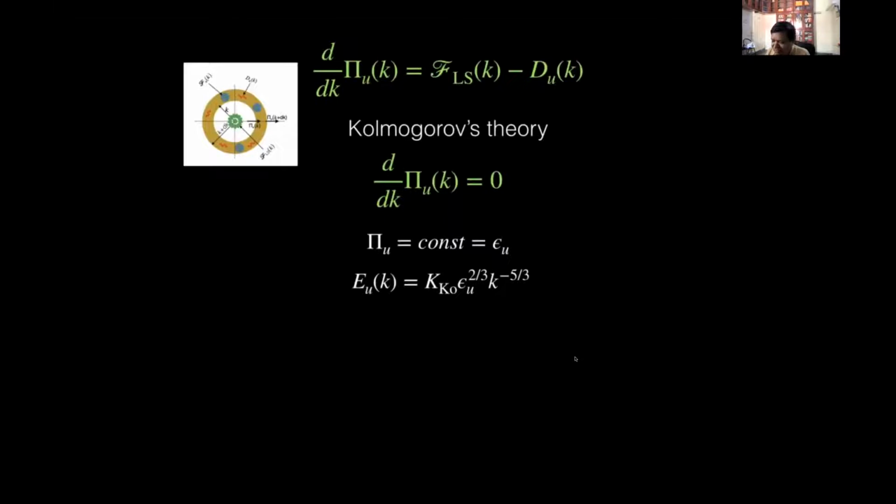Now the consequence. Let's try to recover Kolmogorov theory before we go into variable energy flux. What Kolmogorov theory does is it makes an assumption that large scale forcing is at a large scale, so it doesn't do anything in the inertial range, and also dissipation is weak in the inertial range. So the right hand side is 0, and that leads to 5/3.